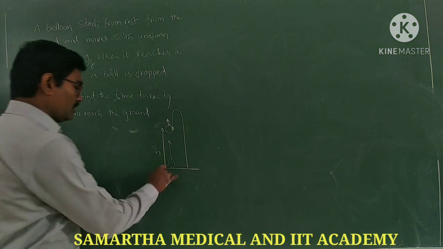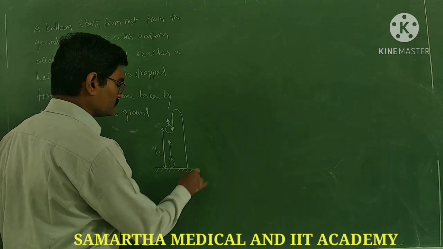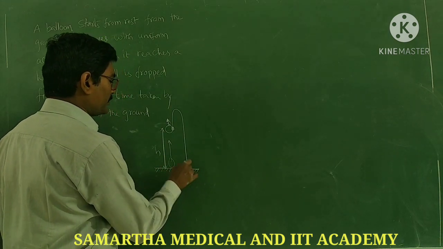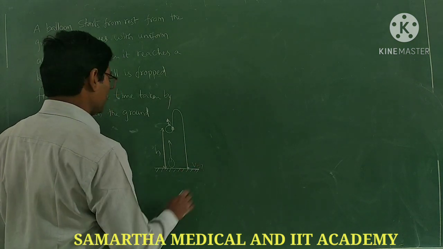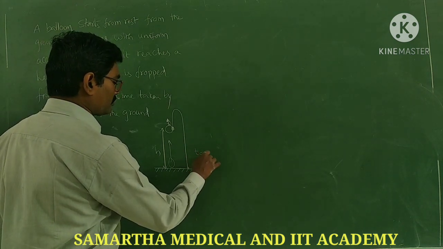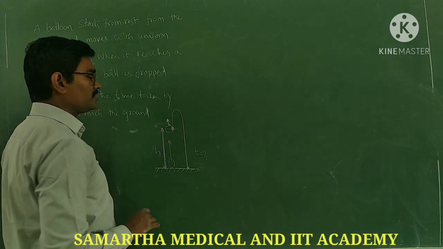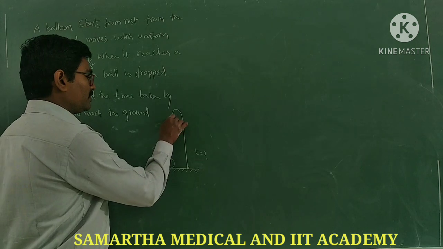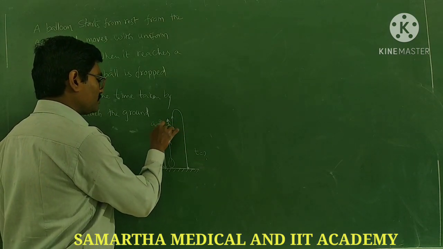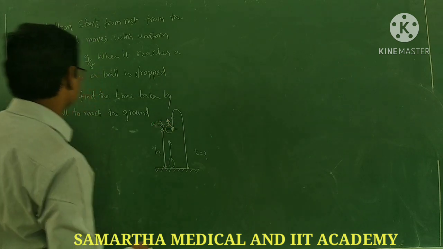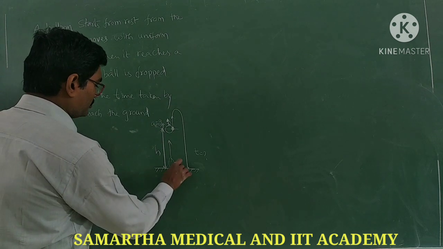So now I need to calculate with what speed it hits the ground, and what is the time it takes to reach the ground. This is h. With what acceleration is it going in the upward direction? g by 8, so a is equal to g by 8. It starts from rest, so u is equal to 0.